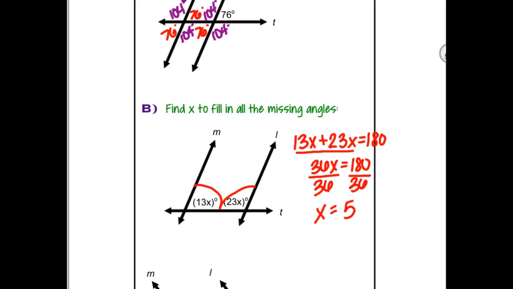So now at that point, if we wanted to find the missing angles, we can. But it does say find x to fill in all of them. If I wanted to, I could say, well, 13 times 5 is 65. And that means that 23x is going to be 115 degrees, since they have to add up to 180. And if we wanted to keep going, we could say this is 65, this is 65, and this is 65. And therefore this is 115, this is 115, and this is 115.